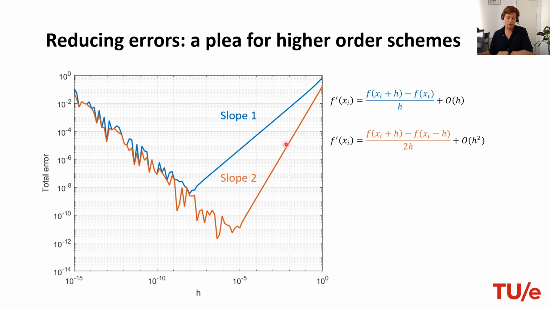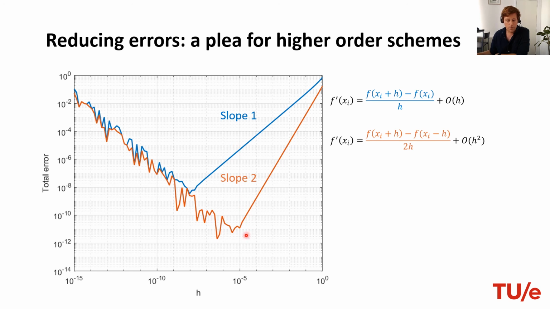And this is really quite significant. Because in a log-log plot, the difference that we observe here for h is 10 to the power minus 5. We have approximately an error of 10 to the power minus 11, whereas here we have 10 to the power minus 5. So this is 6 orders of magnitude that our error is lower for this second order scheme than for the first order scheme.